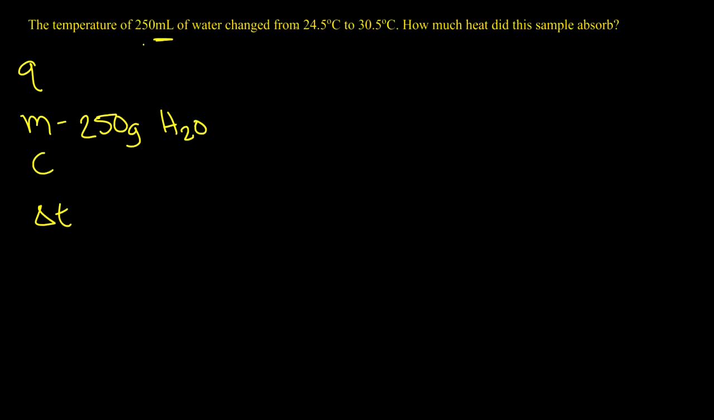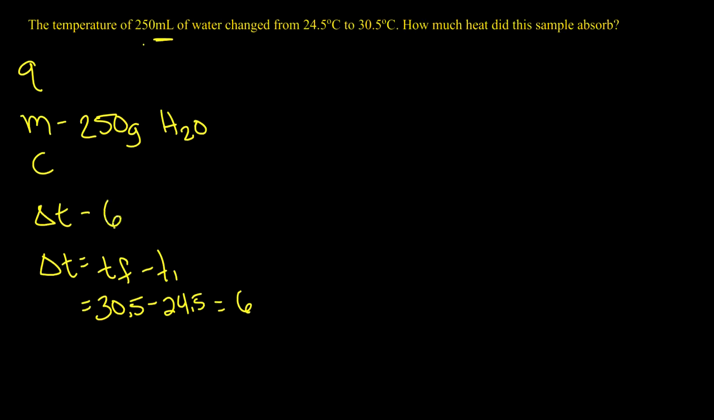and the temperature changed from 24.5 to 30.5. I have a temperature variable in my formula, but it's only change in temperature. But how do we find the change in temperature? Well, the change in temperature is temperature final minus temperature initial. So the final is what it rises to, that's 30.5. The initial is what it started at, it's 24.5. We subtract those two values, well, it changed by 6. So the change in temperature is 6 degrees Celsius.